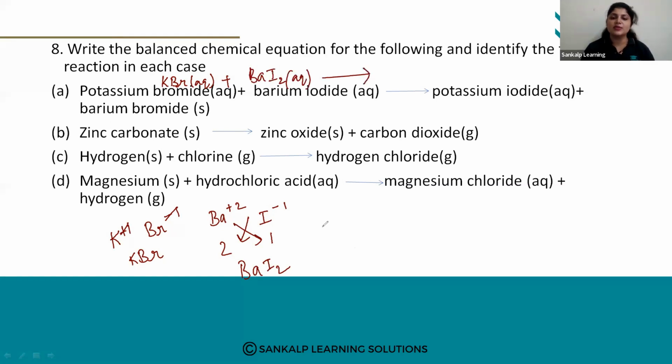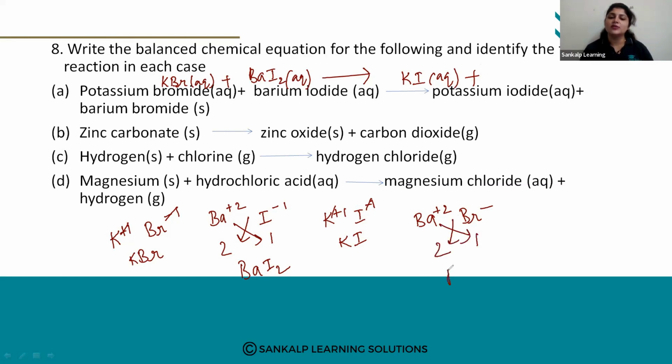Giving you potassium iodide. Potassium is K+1, iodide is -1, so +1 -1 get cancelled. So it becomes KI. So it's giving you KI aqueous plus barium bromide. Barium is Ba +2, bromide is Br-. Sorry, I'll just show you stepwise again. So Ba +2, this will become 2, this will become 1. So crisscross, it becomes BaBr2.